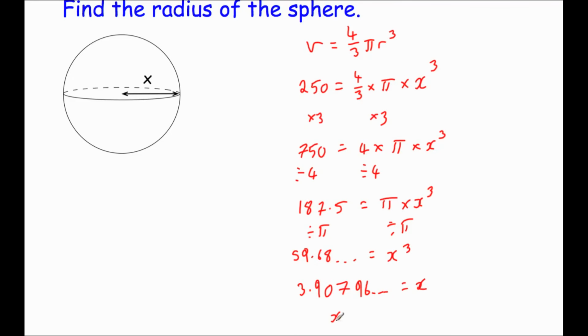So let's write that down. X is equal to, let's work it out to 2 decimal places, 3.91 centimeters. So if we had a sphere with a volume of 250 centimeters cubed, the radius of that sphere would be 3.91 centimeters to 2 decimal places. And that's it.